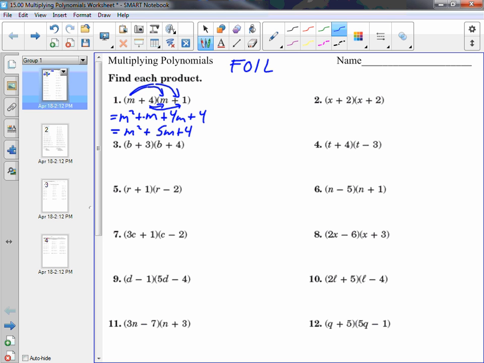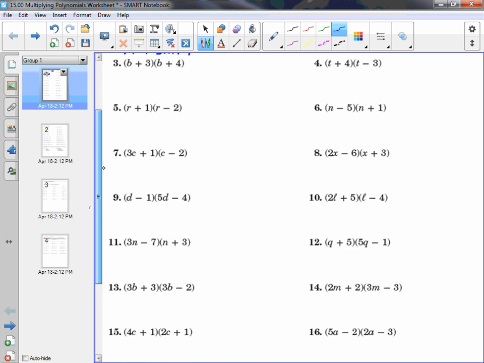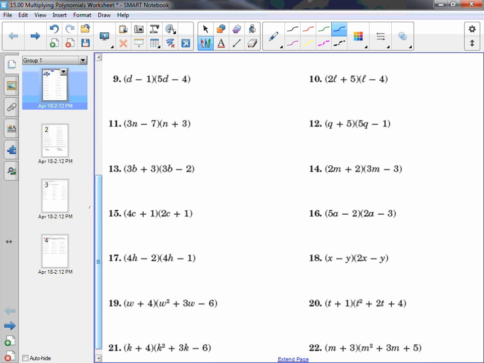All right, so does that ring a bell? All right, good. Let's take a look at number 11. Let's do this one. So we multiply 3n times n and get 3n squared. And by the way, you don't have to draw the arrows, and I will stop eventually, okay? Then we multiply 3n times 3, and we get 9n. Now, negative 7 times n is negative 7n, and negative 7 times 3 is negative 21.